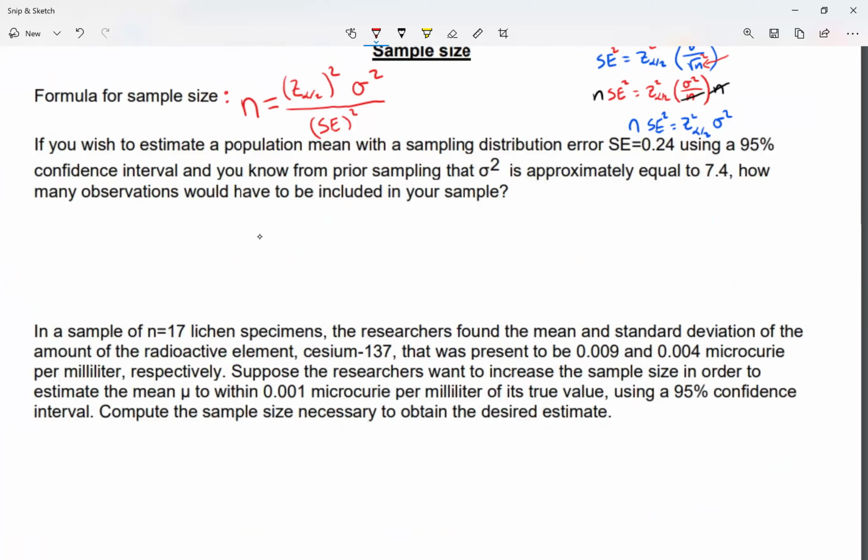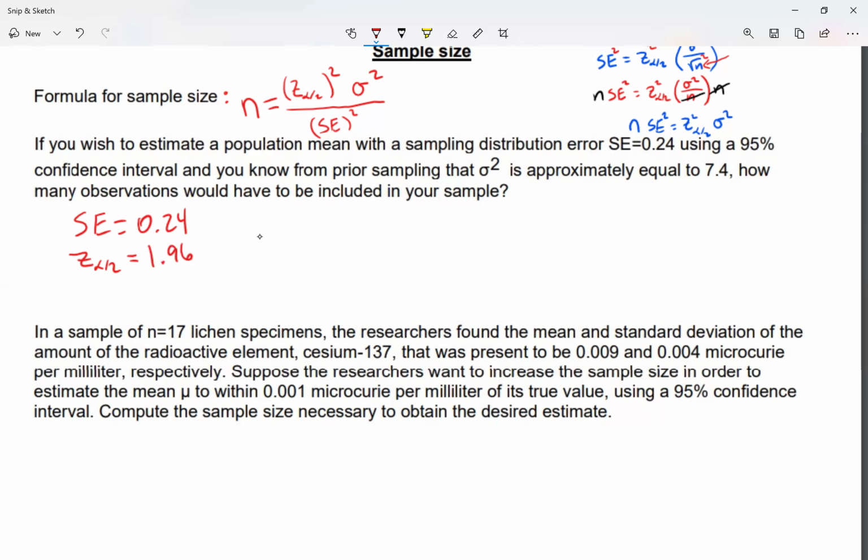Let me write some information here. Sample error is 0.24. Using a 95% confidence interval. Okay, my 95% confidence interval gives me a z-score. According to a table that we saw last week, my z-score for a 95% confidence interval is 1.96. And you know from prior sampling that the standard deviation squared is approximately 7.4.